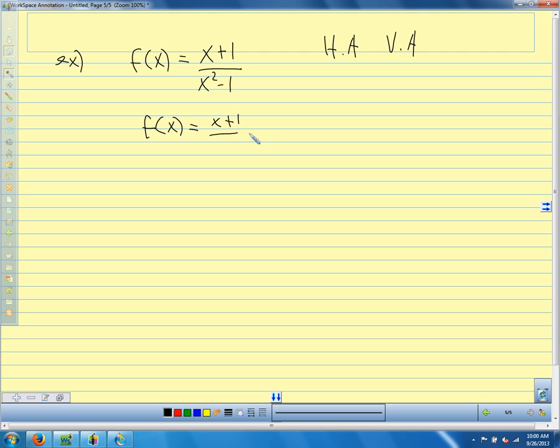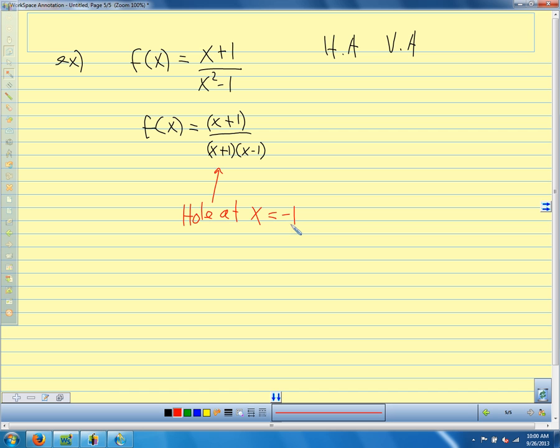x plus 1. Can I factor the denominator? What does that factor to? x plus 1, x minus 1. Well, we have a factor of x plus 1 in the numerator and the denominator. What happens when we have a common factor in the numerator and denominator? We have a hole. So this tells us we have a hole at x equals -1.